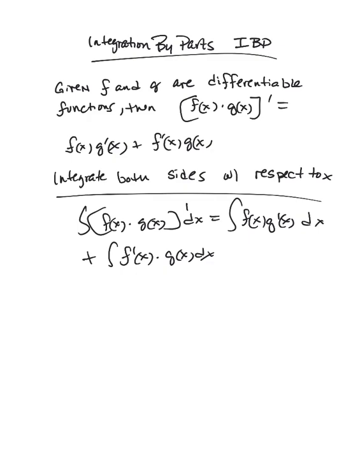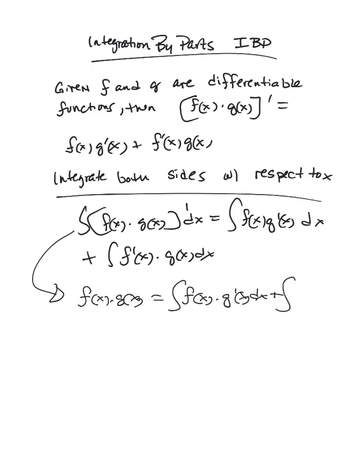So that means this is just f of x, g of x, equals the integral of f of x times g prime of x plus the integral of f prime of x, g of x dx. Okay, so this is the integration by parts formula.